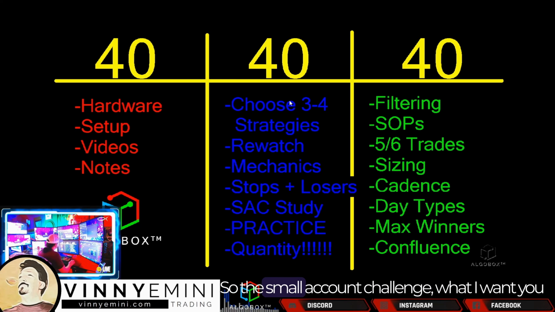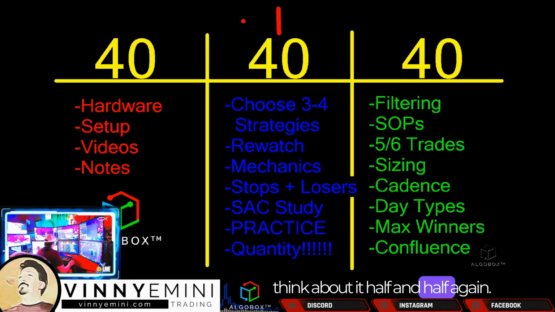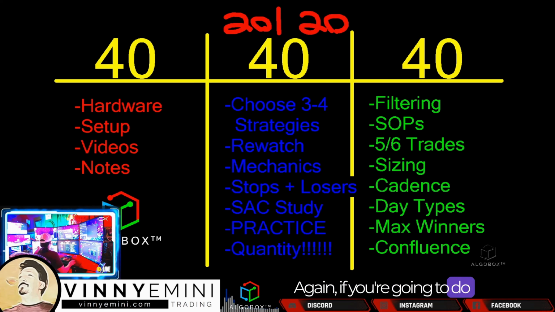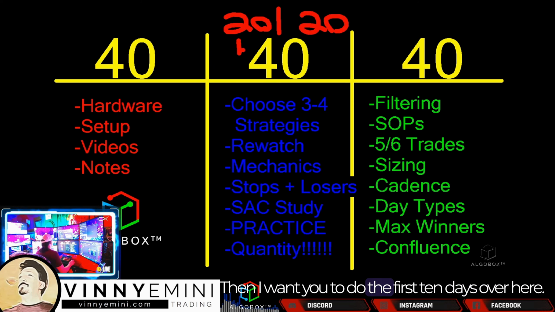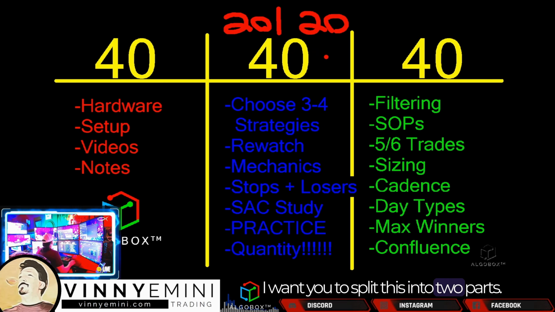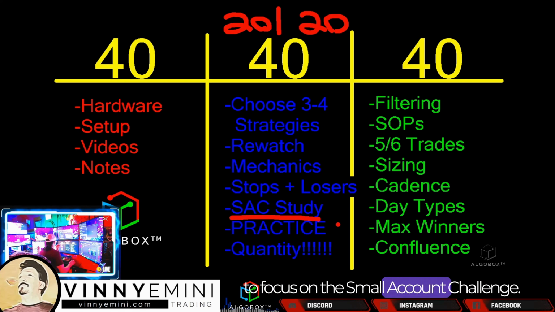So the small account challenge, what I want you to do is think about it in this 40 days, half and half. Again, if it is a full 40, that's going to be 20 over here and 20 over here. Again, if you're going to do this whole thing in 20 days, fine. Then I want you to do the first 10 days over here, 10 days over here. You get the point. I want you to split this into two parts. The second half, I really want you to focus on the small account challenge study.